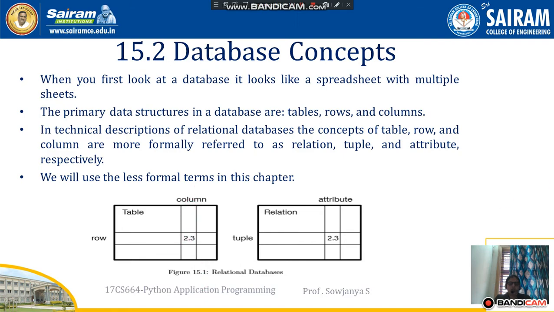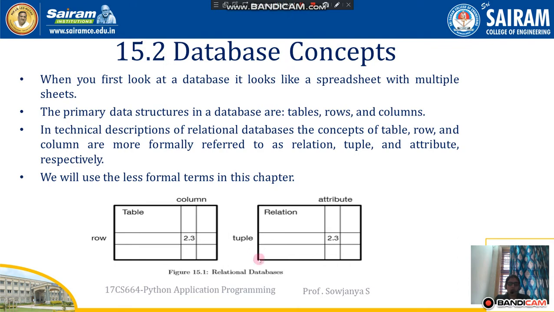Okay. So in technical descriptions of relational databases, the concepts of the table, row, and the column are more formally referred to as the relation, tuple, and attribute respectively. Okay, so we'll be using less formal terms in this particular chapter.